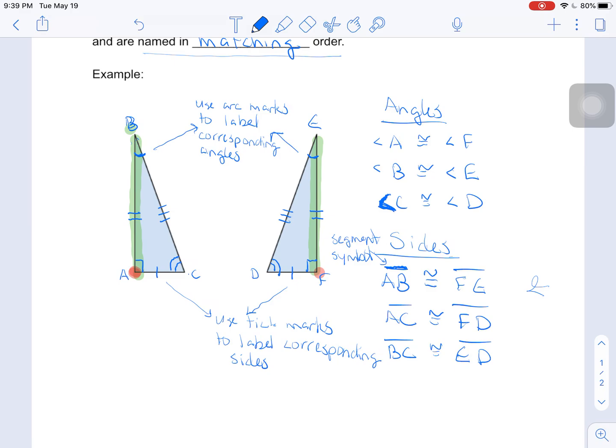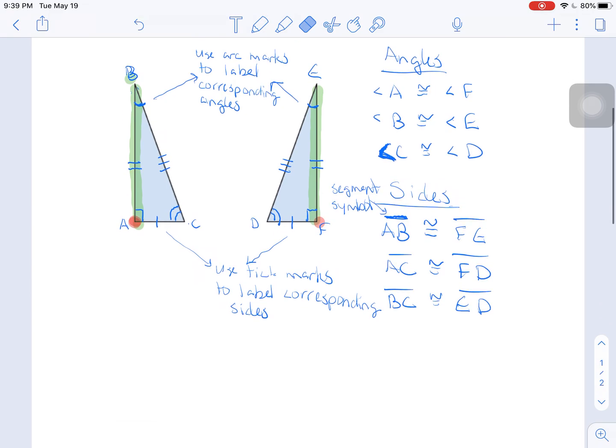So again, this first one, I could have said BA instead of AB, but if I said BA, I would also have to flip the other one around. So I could also say BA is congruent to EF. Just make sure you're keeping things in matching order. So that's how you name congruent sides and congruent angles.